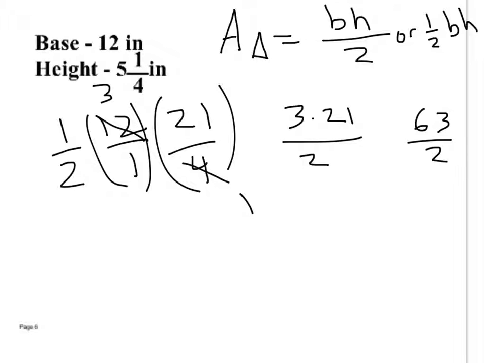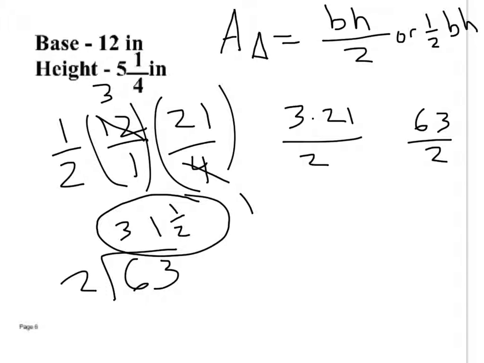We can make this a fraction, we can make this a decimal, it doesn't matter. So 63 divided by 2. I find 2 goes into 6 3 times. 2 goes into 3 1 time, with 1 left over. What's my units? Not inches. It's inches squared because this is area. Because I'm taking inches times inches, am I not? My base is inches, my height is inches. Inches times inches is inches squared.